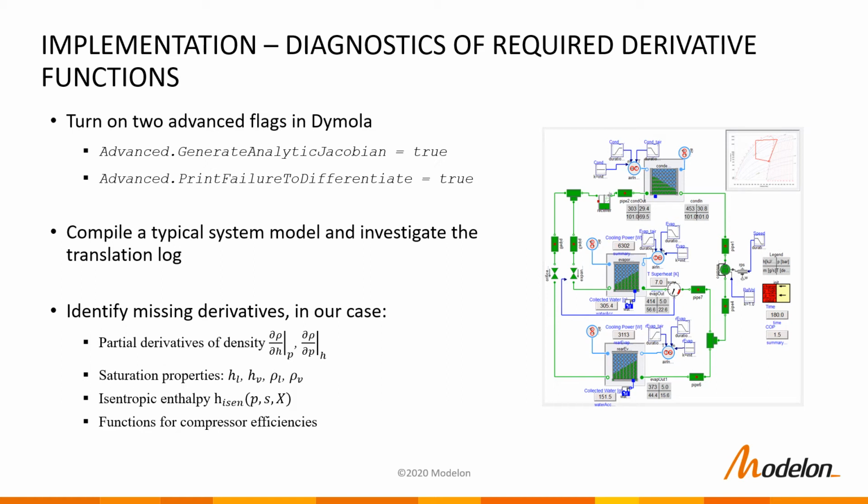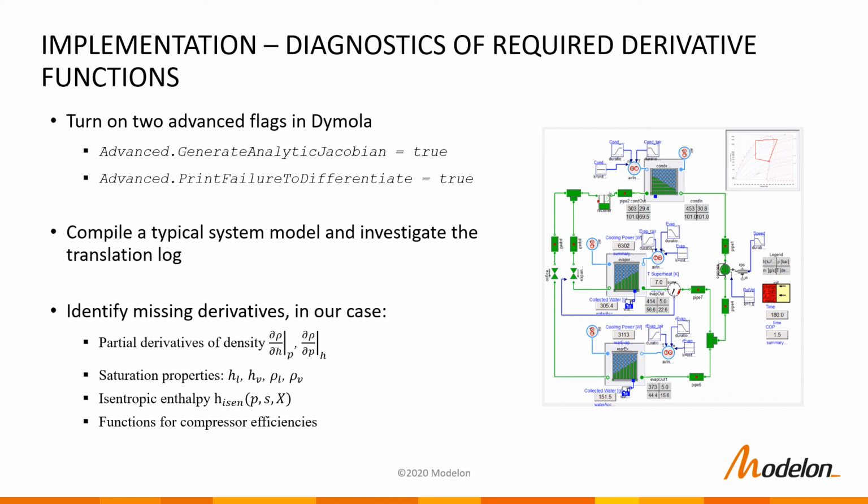functions are missing. In our case, we started with the twin evaporator cycle model in Modelon's air conditioning library, and we identified a few missing pieces. As you can see, we not only need to take care of the derivatives in the refrigerant property models, we also need to keep an eye on other components in the system, like the compressor efficiency functions.